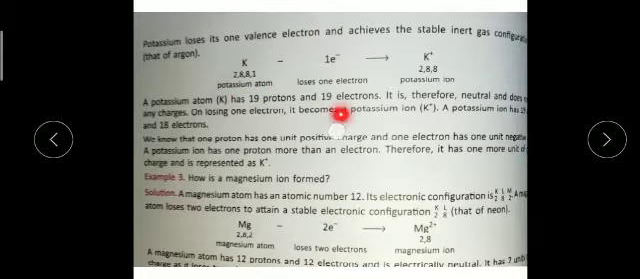When it loses this outermost shell electron, it becomes stable by getting the same electronic configuration as argon, 2, 8, 8, and it carries 1 plus charge. Why 1 plus charge? Because it has donated only one electron. So on losing one electron it becomes a potassium ion, K plus, and now the potassium ion has 19 protons and 18 electrons.